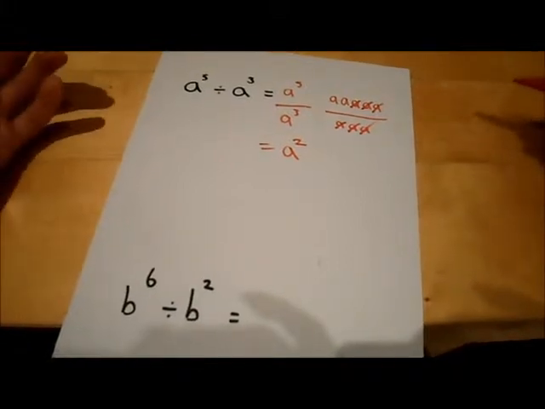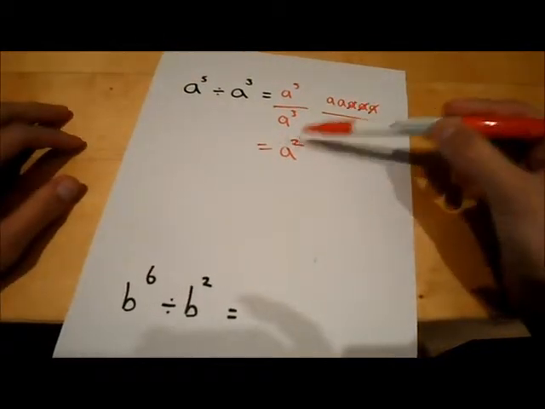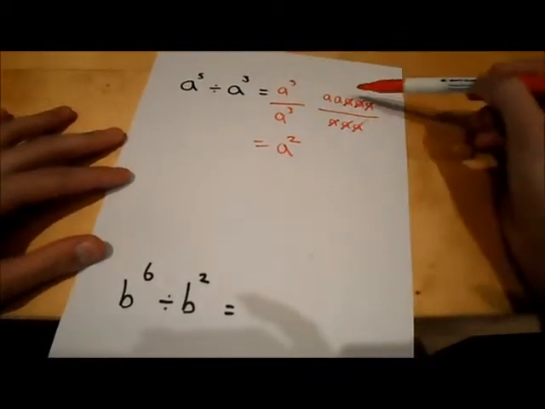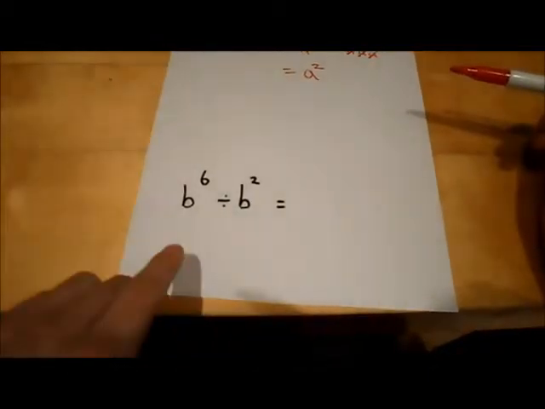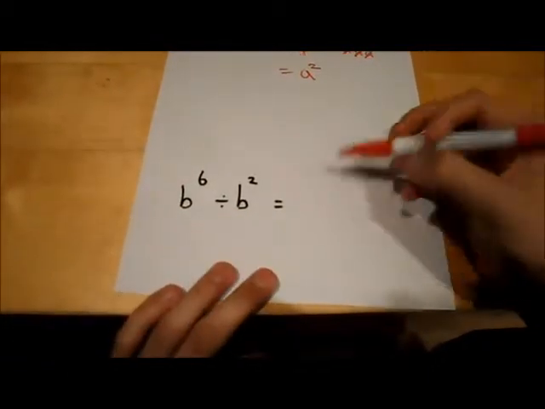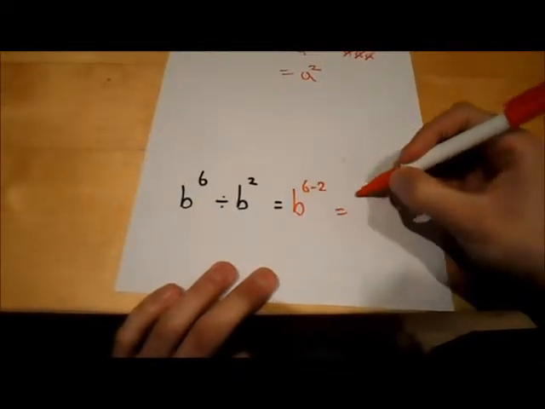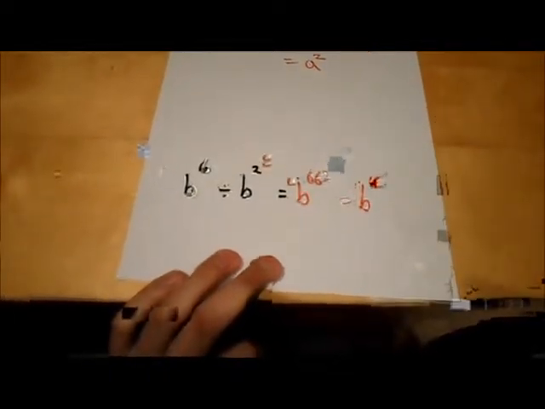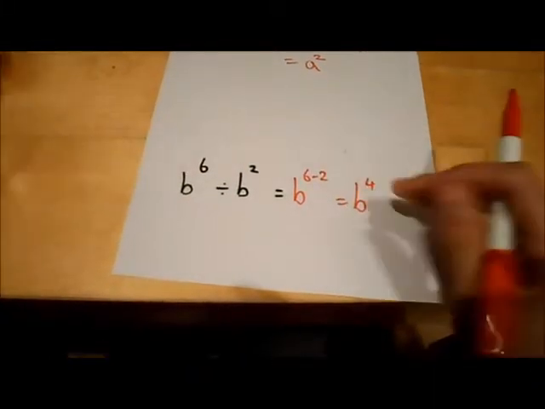Now if you think about it, all that we really have done is 5 take away 3 to get the 2, because here they had 3 of them in common, so they cancelled out. So here, b to the power of 6 divided by b squared would just be b to the power of 6 take away 2, which is b to the power of 4. Okay, you do not divide these numbers, you take them away.